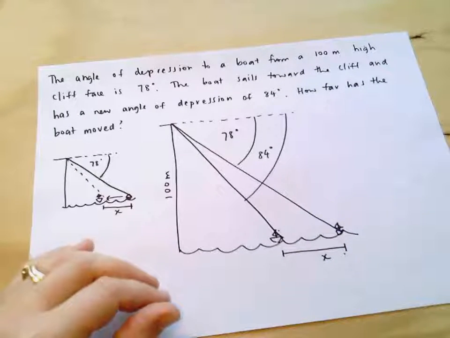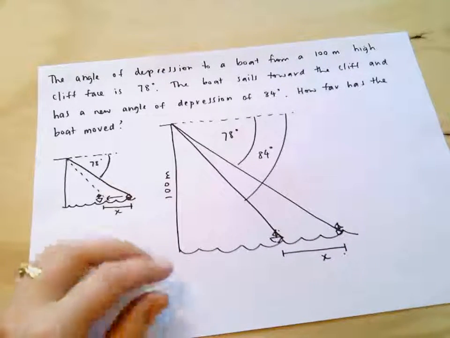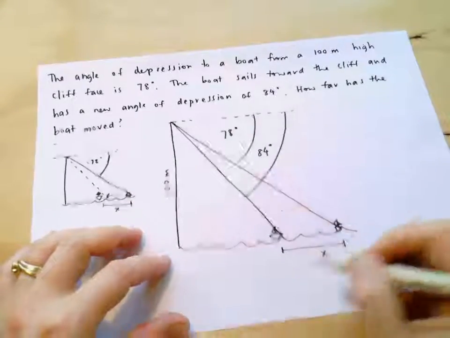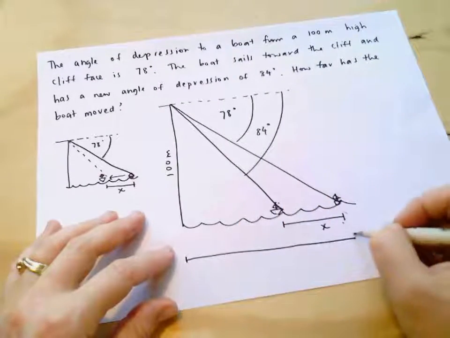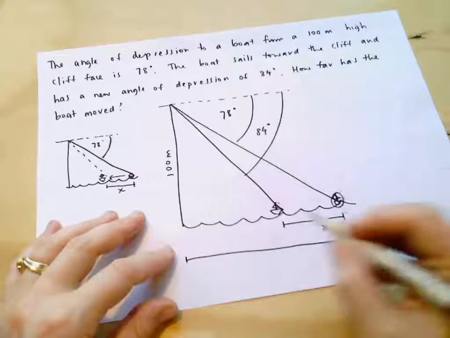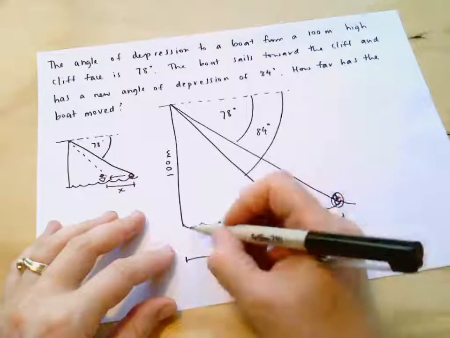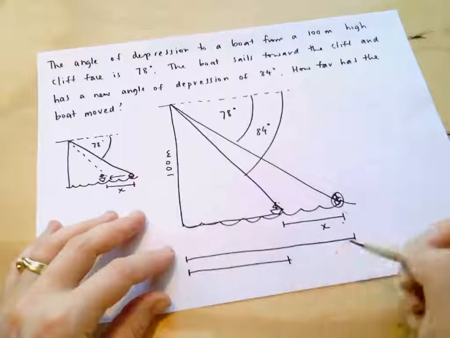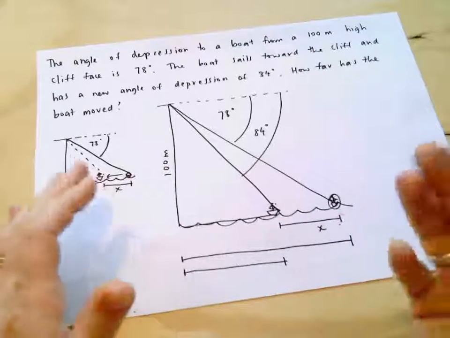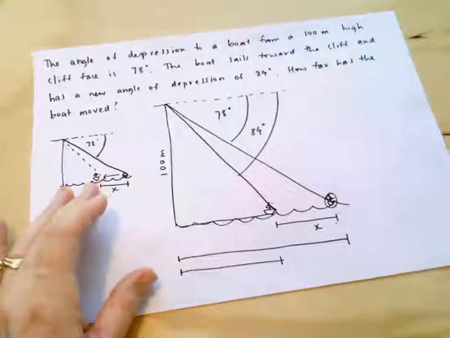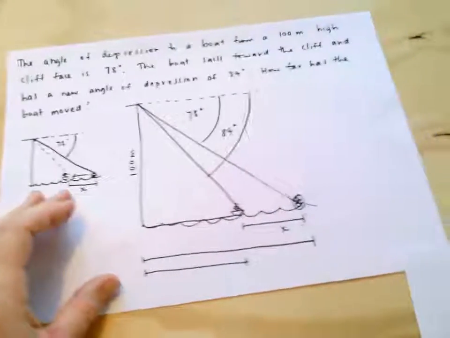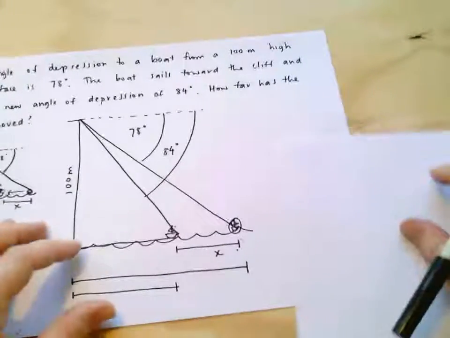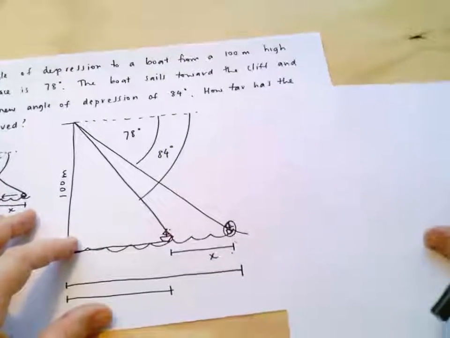So again, I'd look at this and say, okay, this is a multi-step question. To work out this distance, I'm going to need to know that full distance that this boat is from the cliff, and then I'm going to need to take away this distance that once it's moved it is from the cliff. So I'd be looking at this and thinking, I've got two triangles here. You can see it looks messy, so that's why we need to draw these additional triangles.